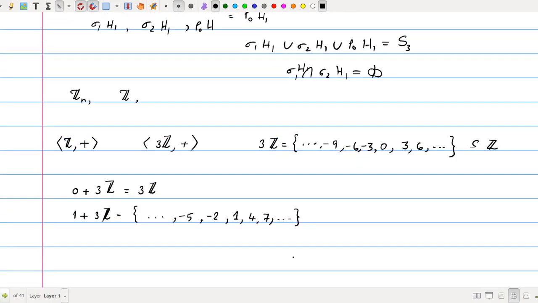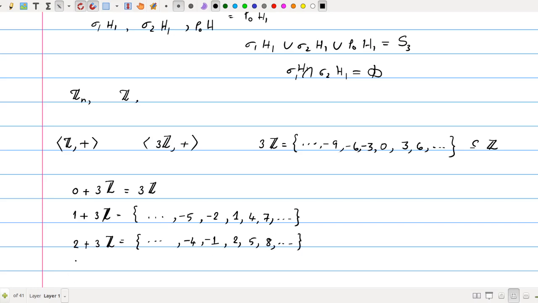So this is another coset, and the next one is 2 plus 3Z. What is 2 plus 3Z? Corresponding to 0 we will get 2, and instead of 3 we have 5, that is 2 plus 3. So this is 2 plus 6, 8, etc. Here we have minus 1, minus 4, and so on. Okay, so this is the next coset.